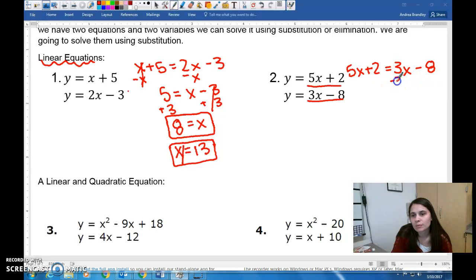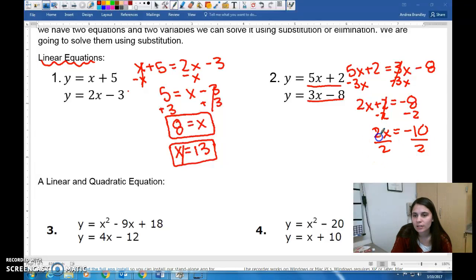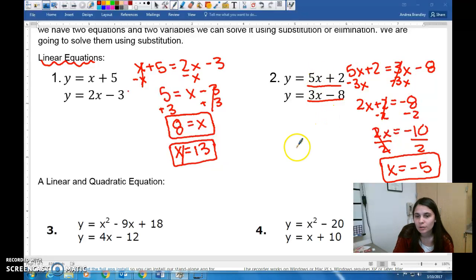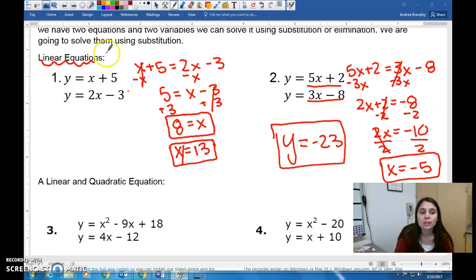So on this side, I'm going to subtract 3x. These cancel, and I have 2x plus 2 equals negative 8. Then subtract 2, these cancel, and 2x equals negative 10. Then I can divide by 2, and x equals negative 5. If I plug that in, 5 times negative 5 is negative 25, plus 2, y is equal to negative 23. So that's when we're dealing with two linear equations.